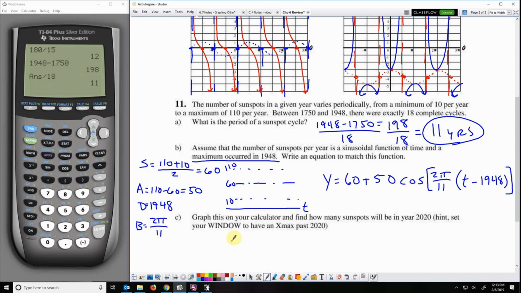Okay, graph this on your calculator and find how many sunspots there will be in the year 2020. So we're going to go to y equals and type in this equation, 60 plus 50 cosine 2 pi over 11. Open new parentheses, x minus 1948, and close 2 sets of parentheses. For a window, my lowest year, I could set this at maybe 1900.